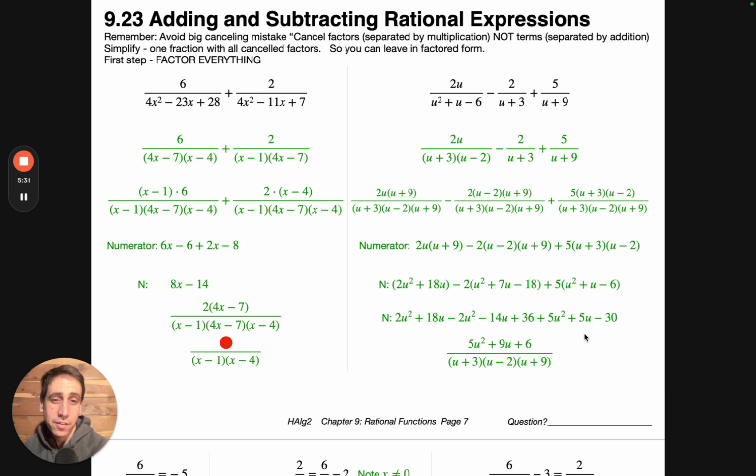Question is, can we factor? You should look at it. And I did. Let's see, box factoring, you have to multiply the 5 times the 6 to get 30. And what two numbers multiply up to 30 and add up to 9? No two easy numbers, so it's not going to factor, and that's our final answer.